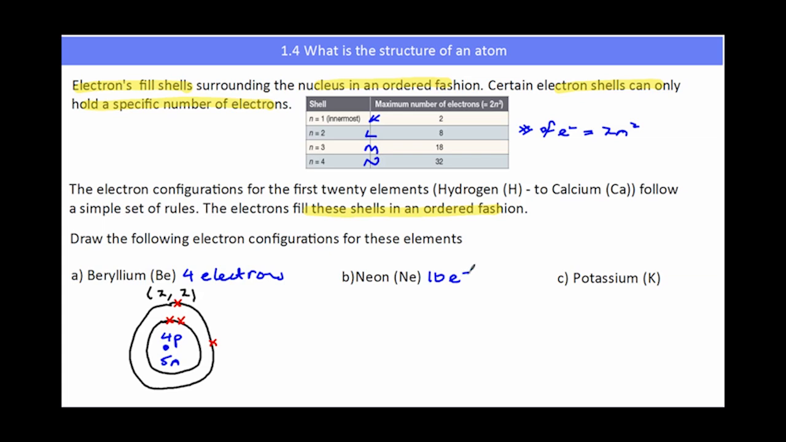Neon has 10 electrons, so that means it will have 10 protons in its nucleus. The first shell can hold 2 electrons. Those 2 electrons will be paired. The second shell can hold 8 electrons, and that's how many electrons neon needs. So as I go through, I put 4 electrons in because they won't pair, and then the other 4 electrons will come in and pair with the first 4 electrons. It will have an electronic configuration of 2, 8.